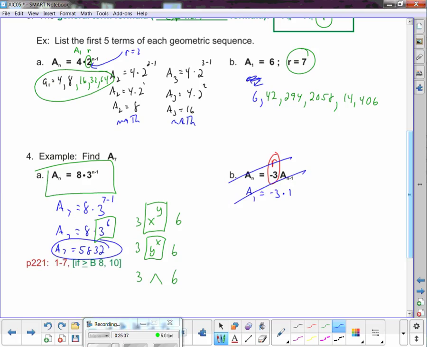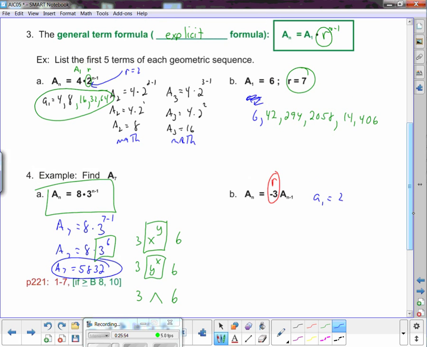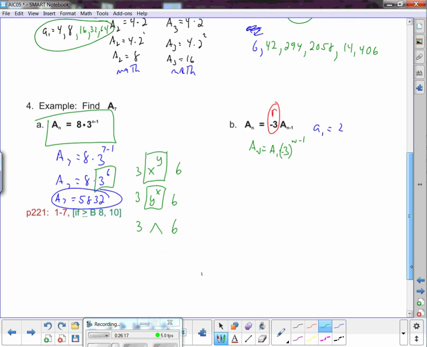What do I have? 3 minutes? All right, let's make a quick modification. Let's add A sub 1 equals, let's say, 2. Okay? A sub 1 equals 2. All right, we need to find the 7th term. I can now use my explicit formula. I know it's the first term times, I'm going to put in the negative 3 for my R, to the n minus 1. But I had to know that the R was the negative 3.